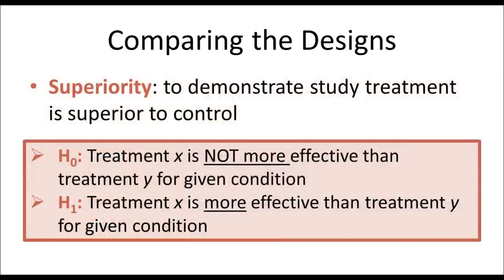Two things to consider when reviewing the various designs are the null and alternate hypotheses. In a superiority design, the null hypothesis is that treatment X is no more effective than treatment Y for a given condition. By disproving the null hypothesis in this trial, one can state that the new treatment is better than the control.